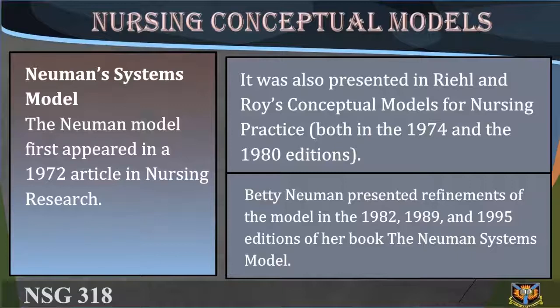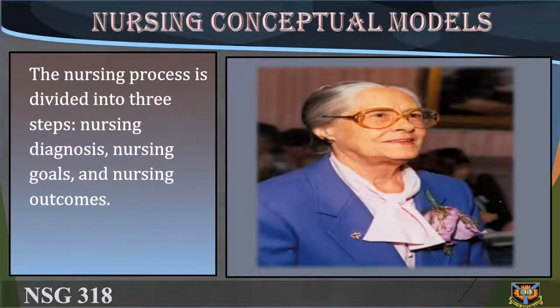Nursing interventions may occur at the primary, secondary, or tertiary levels of prevention. Primary prevention is appropriate before reaction to a stressor has occurred. Secondary prevention is used when reaction to a stressor has already occurred. Tertiary prevention is used to foster rehabilitation and return to wellness. The nursing process is divided into 3 steps: nursing diagnosis, nursing goals, and nursing outcomes.